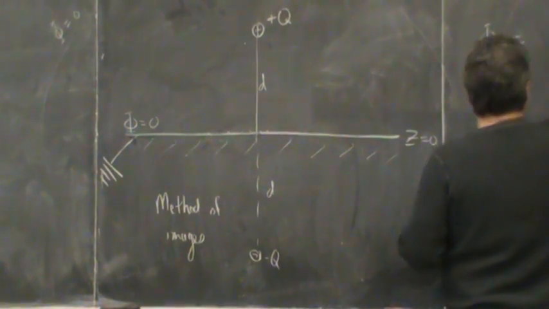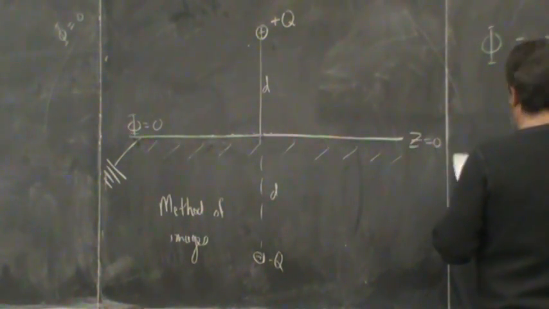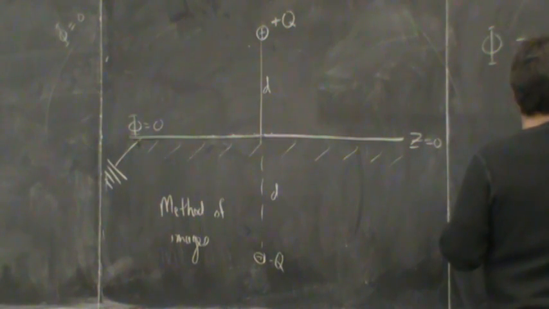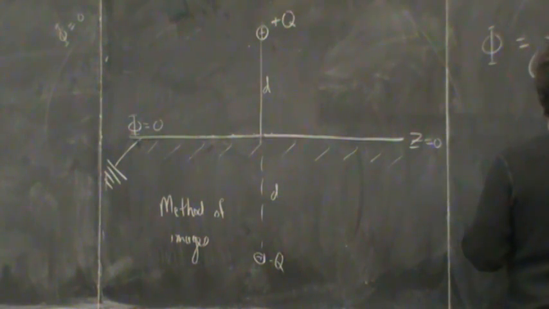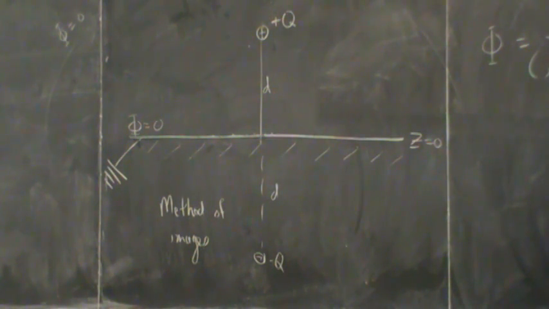So, potential in that region would be plus q over x squared plus y squared plus z minus d squared to the 1/2, minus q over x squared plus y squared plus z plus d squared to the 1/2. That's my whole potential then. I've just solved for both the plane.